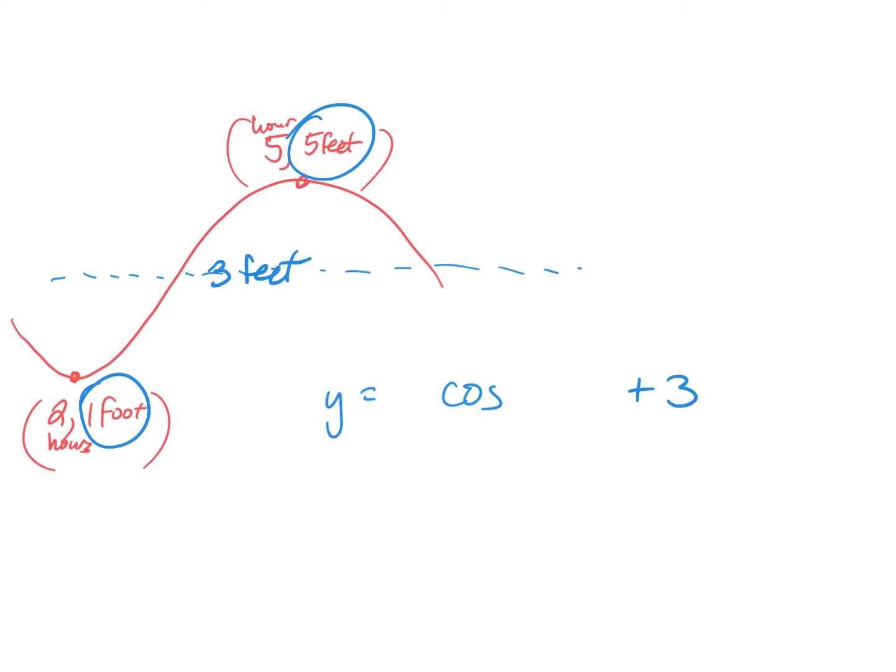Okay, next, from 3 to 5, this is called the amplitude. From the midline up. Colton Gleason, what's the amplitude?